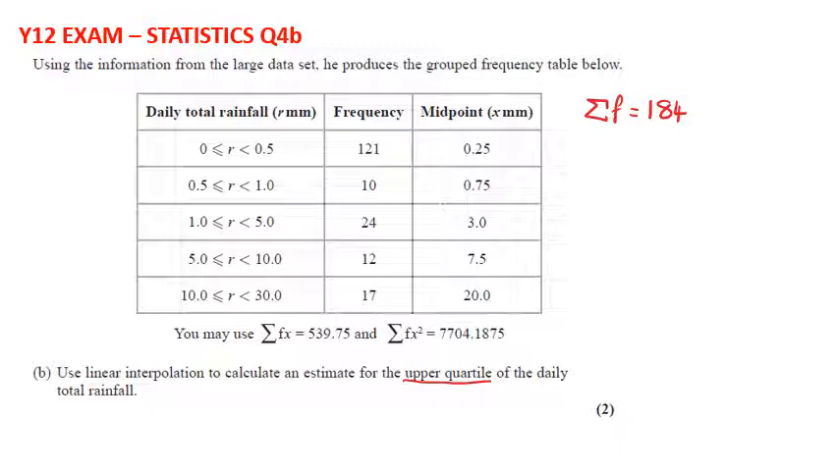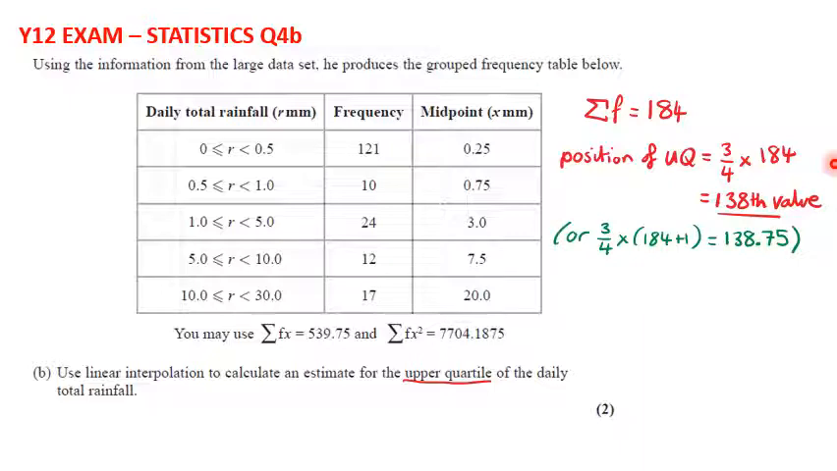Now here, particularly because it is total rainfall and it is continuous data, this rainfall is continuous, I'm just going to look for 3/4 of the way along my data. So the position of my upper quartile here is 3/4 of 184. I'm looking for the 138th value.